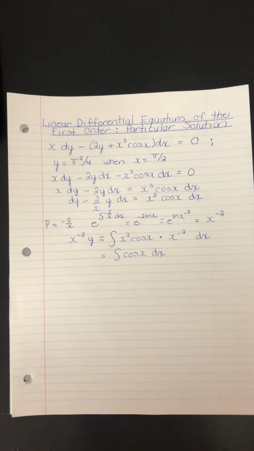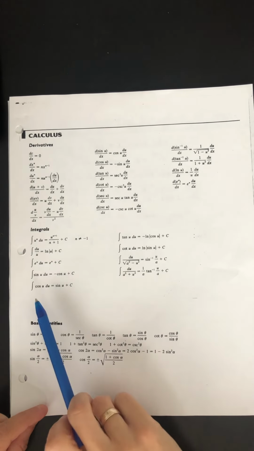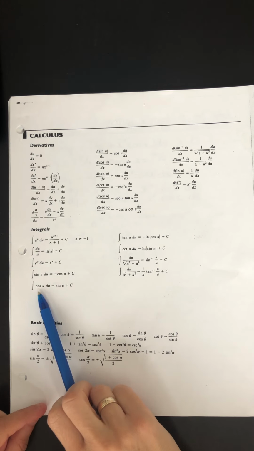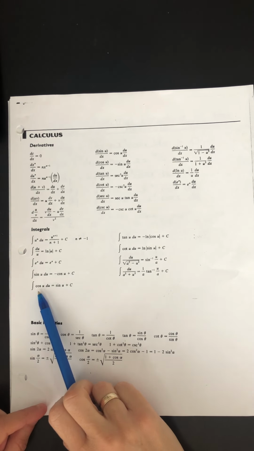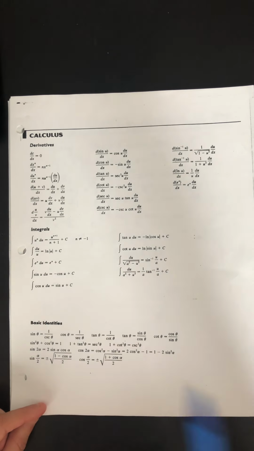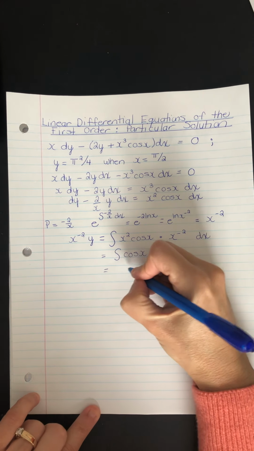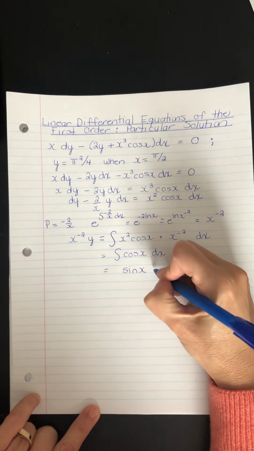I think you know what this is, but if you have any doubt about the sign, and when I say sign, I mean the algebraic sign, whether it's positive or negative, you just use your formula sheet. So the integral of cosine is positive sine. Okay, so we get sine x plus c.